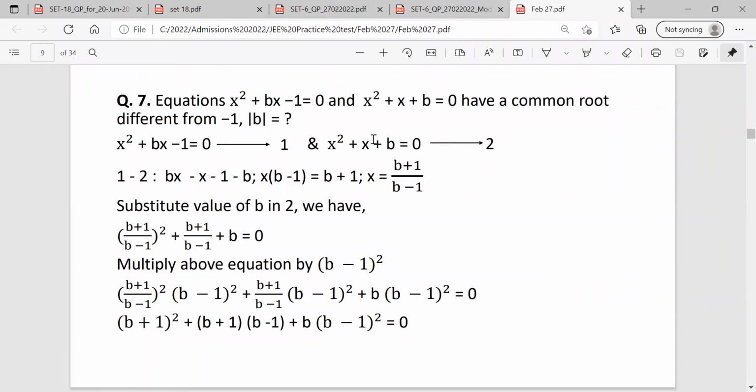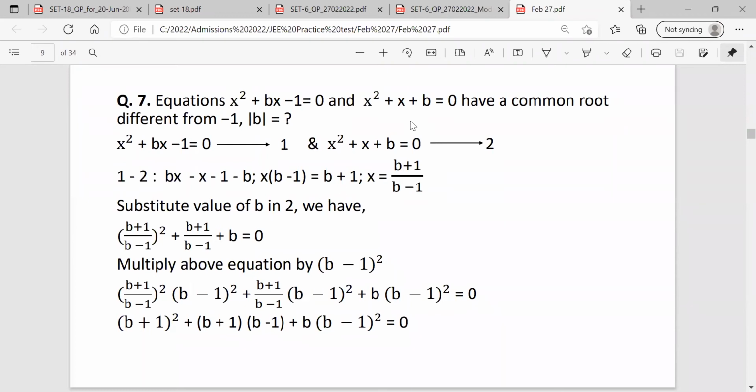So 1 minus 2, I have this x square which is cancelled. Then bx minus x will be there. Minus 1 minus b will be there. So I'll just rearrange this and form the value of x. So x multiplied by b minus 1 is equal to b plus 1. I have x multiplied by b minus 1 equal to b plus 1. So we can have the value of x equal to b plus 1 by b minus 1. Now I'll substitute this solution in either equation 1 or 2. Then you can find out the root.